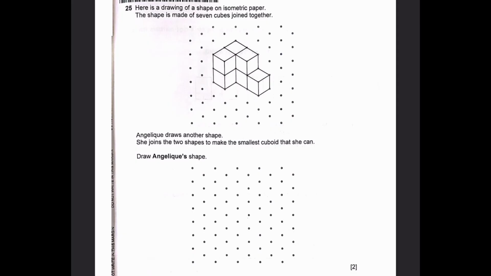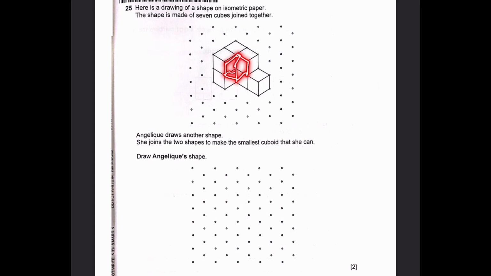Question 25. Here's a drawing of a shape on isometric paper. The shape is made of 7 cubes joined together. Angelique draws another shape. She joins the two shapes to make the smallest cuboid that she can. Draw Angelique's shape. Well, the cuboid which is made is actually 2 by 2 by 3, because that's the length which is already given. We can see that 3 is the length over here, the height is 2 and the width is 2.